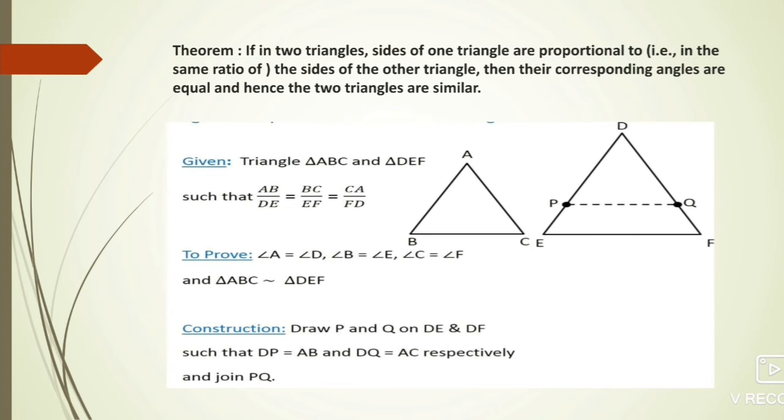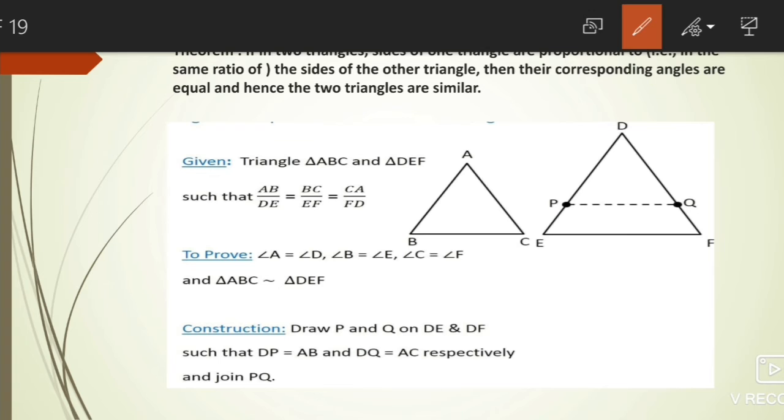Now the second theorem. The statement of the second theorem is: if in two triangles the sides of one triangle are proportional to the sides of the other triangle, then prove that the corresponding angles are equal. Hence the triangles are similar. That means from this statement, if condition 2 is satisfied, that will imply condition number 1 is also satisfied. That is, condition 2 implies condition 1. Now we will prove this one.